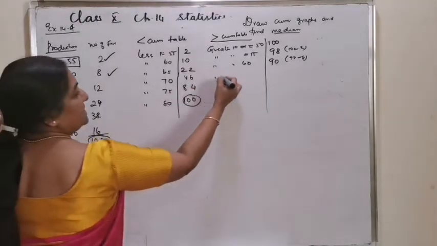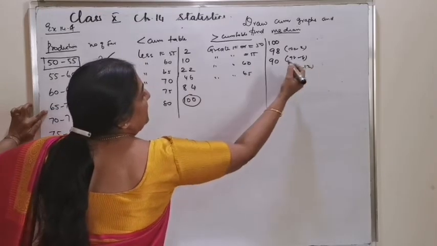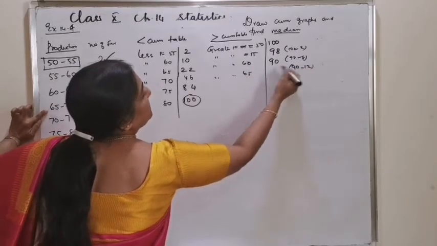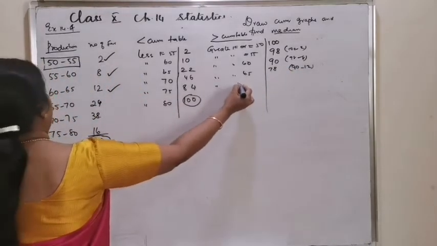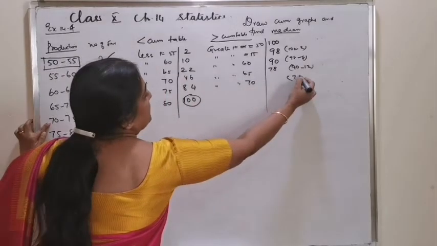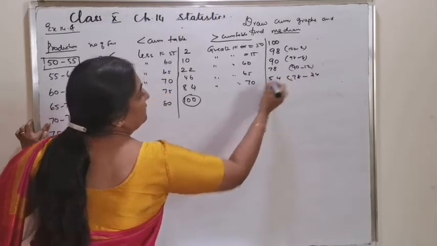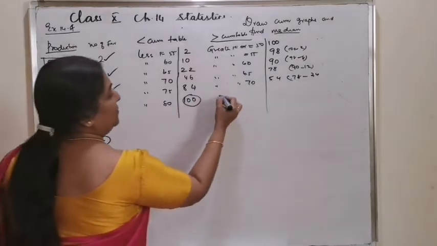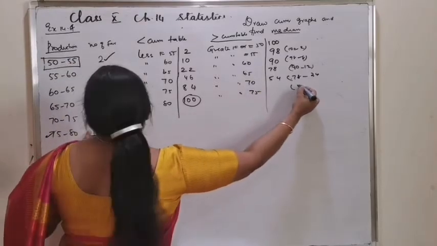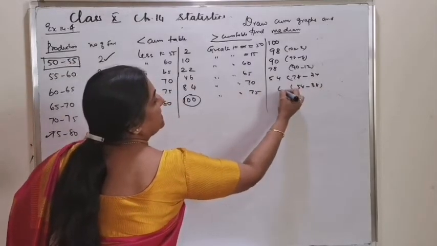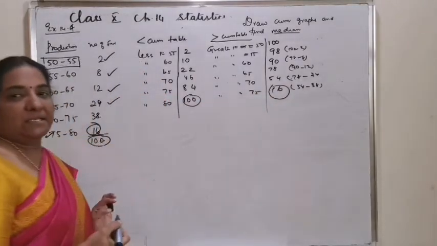Greater than or equal to 65 is 90 minus 12, which is 78. Then greater than or equal to 70 is 78 minus 24, which is 54. Next is greater than or equal to 75, the answer should match with 16. That means 54 minus 38, that is 16. It is matching with 16. That means this value and this value will correspond.